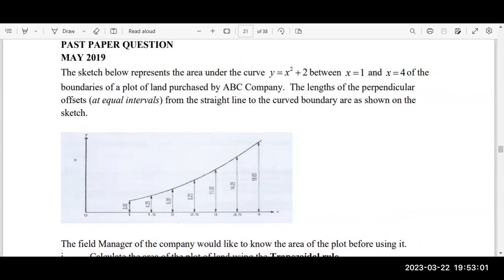Are we finished with the question? What are you recognizing? The 18 and the 14.25 and the 11 and all of that. So when you substitute 1 in there, you get 3? Yes, sir. And when you substitute 1.5 in the function, you get 4.25? Yes, sir. And 6 and all of those numbers here? Yes, sir.